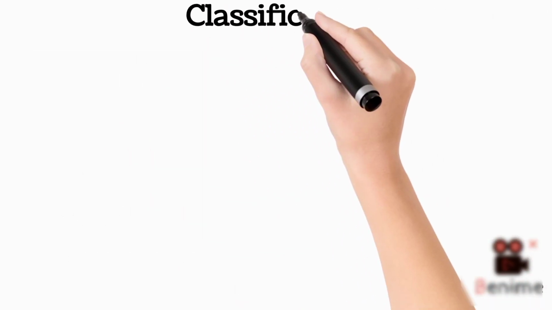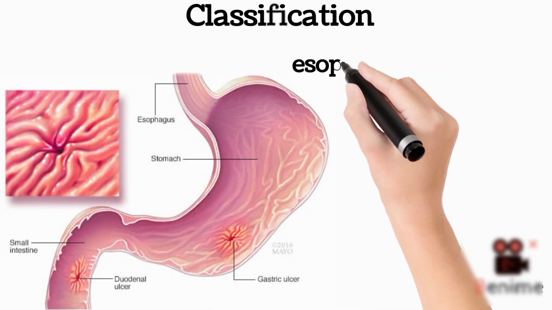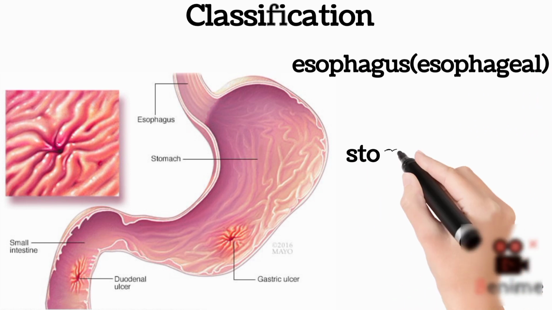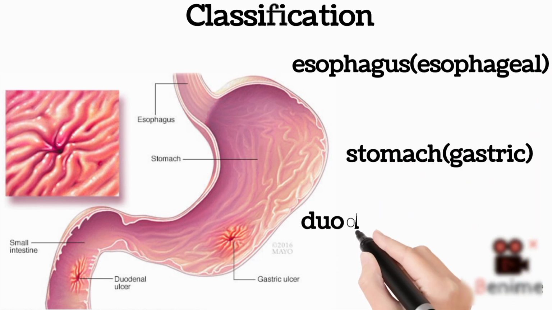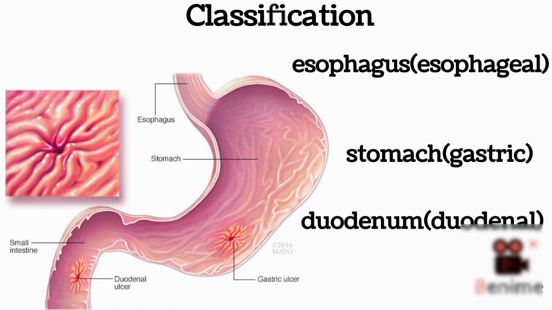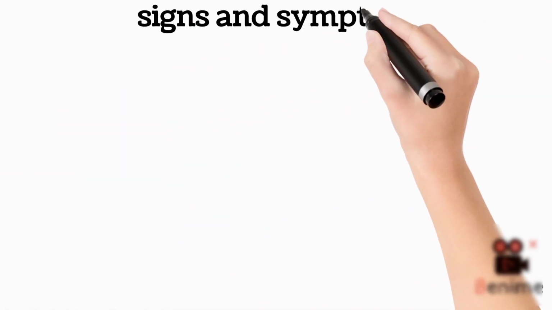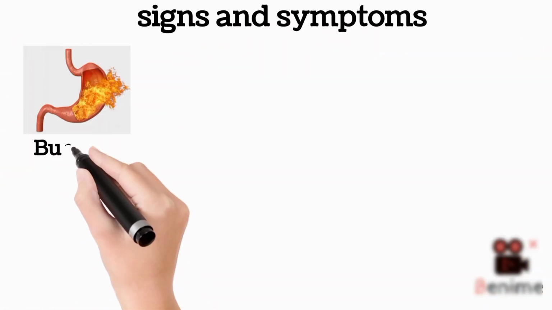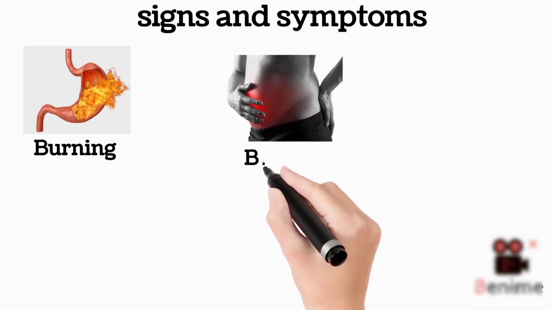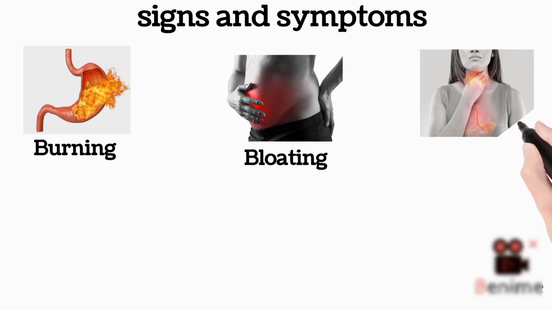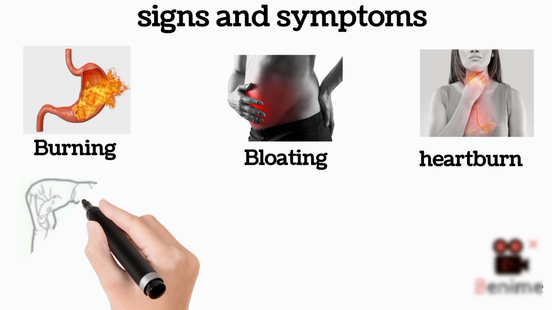Based on the classification, we have esophageal ulcers in the esophagus, gastric ulcers in the stomach, and duodenal ulcers in the duodenum. The signs and symptoms of peptic ulcers are burning in the upper abdomen, bloating, heartburn, hematemesis, melena, and weight loss.